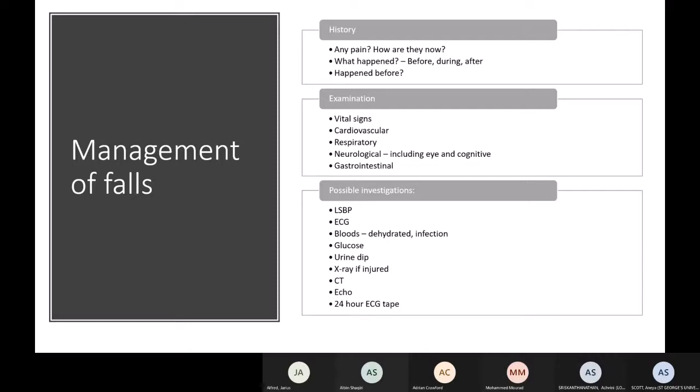And then some possible investigations depending on what you think might be the cause. But some common ones you'd want to do are a lying standing blood pressure. That's pretty routine in everyone who's had a fall, as with an ECG. You'd want to get some bloods, looking at if they're dehydrated, maybe they've got an infection. Definitely want to check their glucose, see if they're hypoglycemic. Do a urine dip, because like I said, urine infections are really common. If they're in pain anywhere, you want to get an X-ray. You might want to do a CT head if you're suspecting a stroke, or if they've hit their head, you need to just check that they haven't had a bleed. And echoes and 24-hour ECG tapes are really common if you're suspecting an arrhythmia or some kind of cardiac cause of their fall.